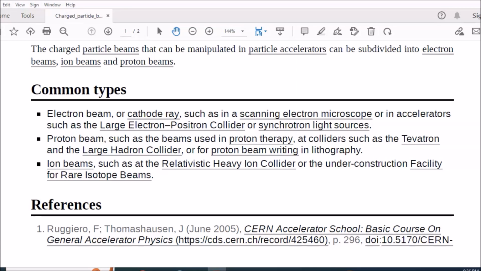Proton beam, such as the beams used in proton therapy, at colliders such as the Tevatron and the Large Hadron Collider, or for proton beam writing in lithography. Ion beams, such as at the Relativistic Heavy Ion Collider or the under construction Facility for Rare Isotope Beams.